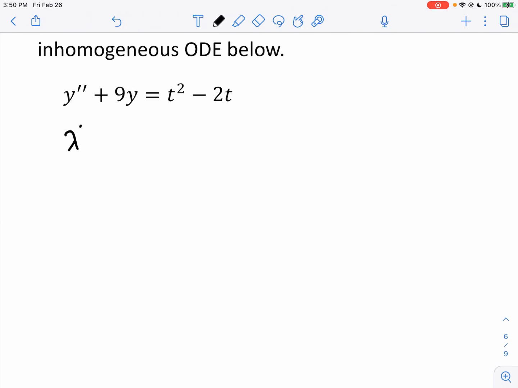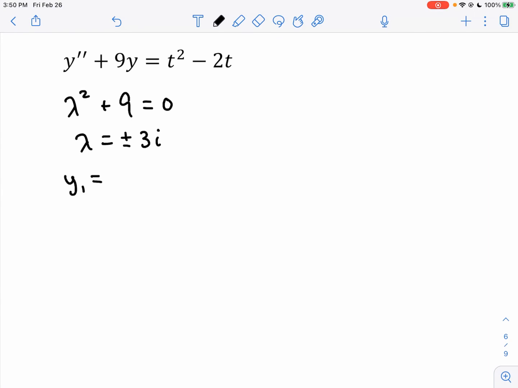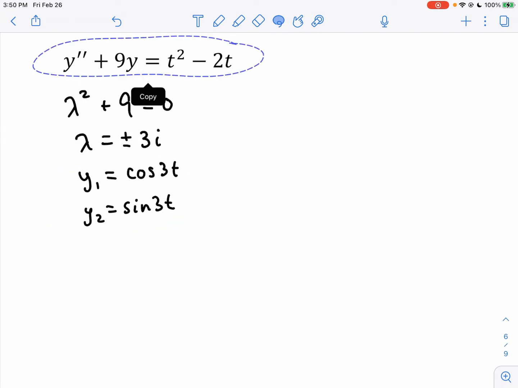Lambda squared plus 9 is equal to 0 is our characteristic polynomial, and we get lambda is equal to plus or minus 3i. So this tells me that y1 will be cosine 3t and y2 will be sine 3t. These are your linearly independent solutions to the homogeneous version of this ordinary differential equation. But now we want to figure out what our particular solution is to this inhomogeneous version.